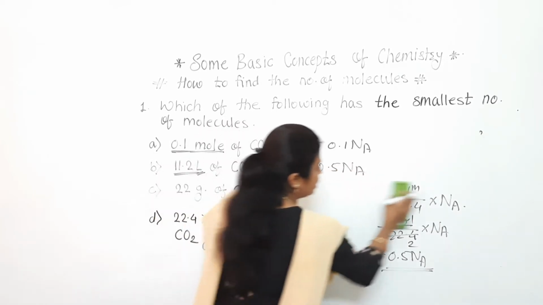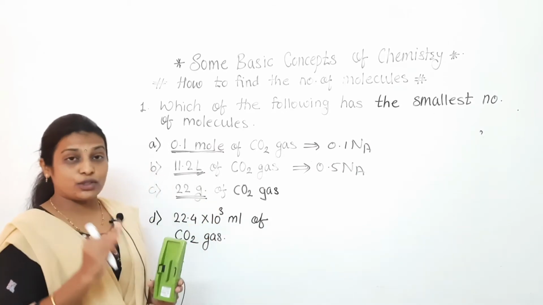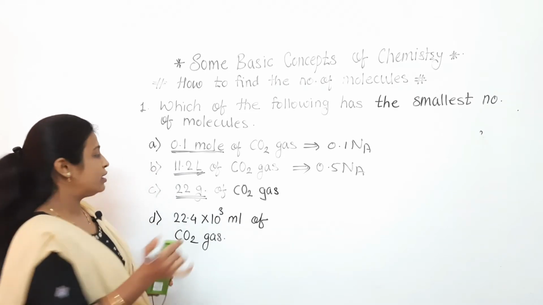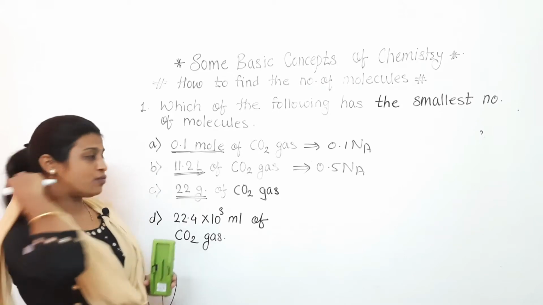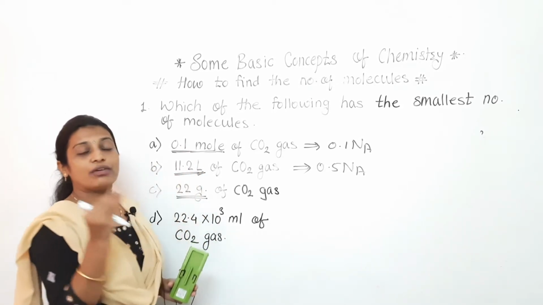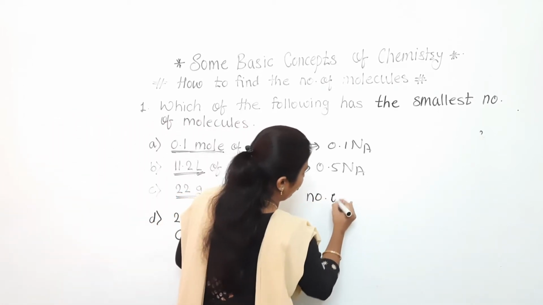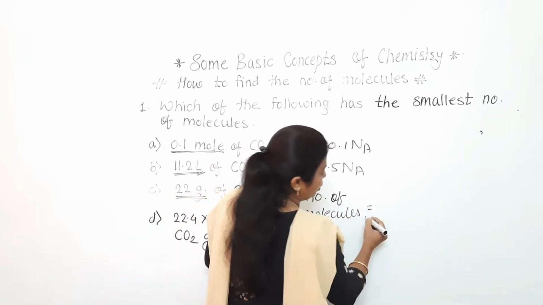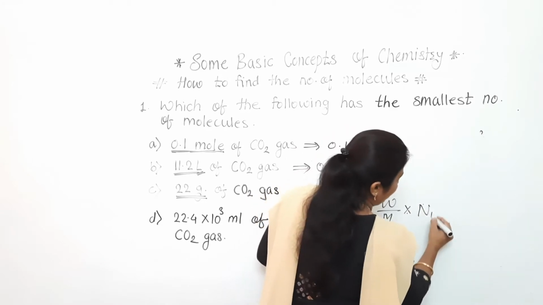Okay, now see the third one. Which one is the third option? They have given mass. I told you 3 formulae which are different from each other, and here also they have given 3 options which are totally different. First one moles are given, in second volume is given, and in the third they have given mass. So for the third option we have to use the formula, number of molecules is equal to W divided by M into Avogadro's number.